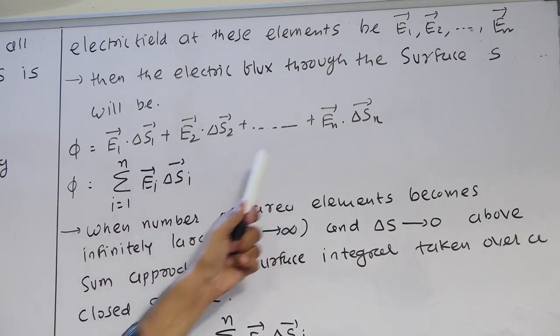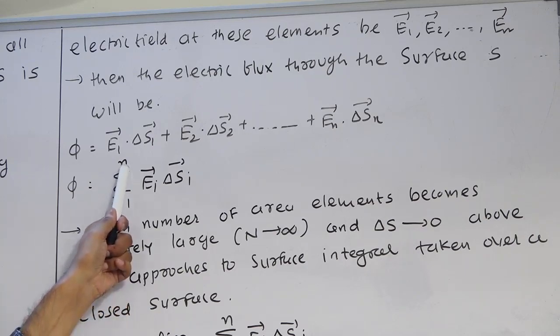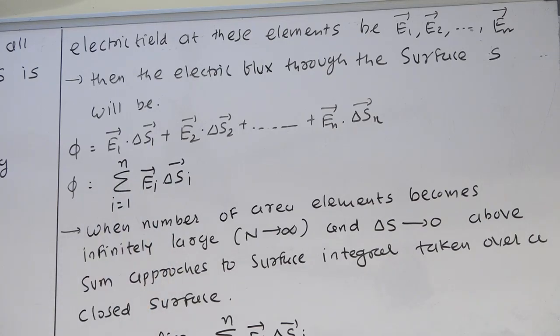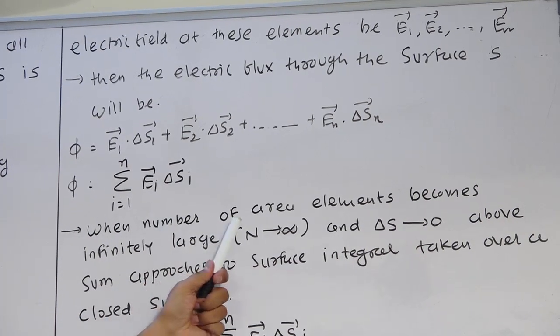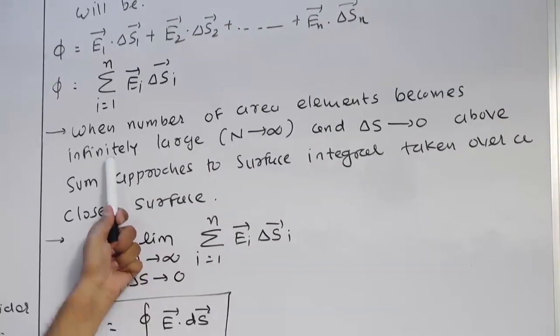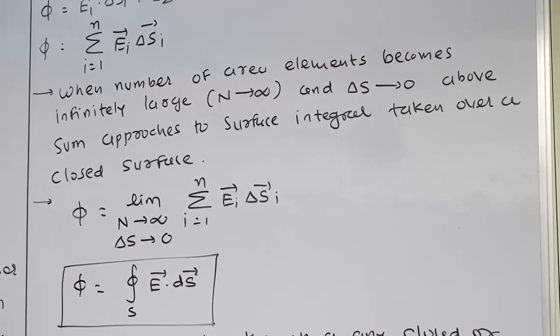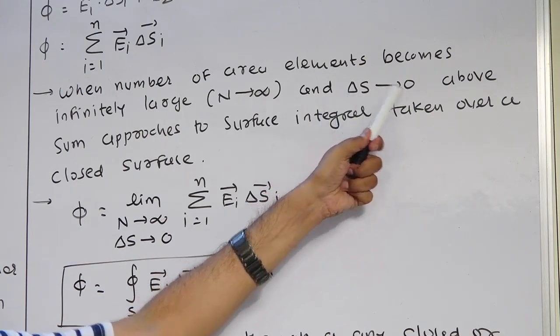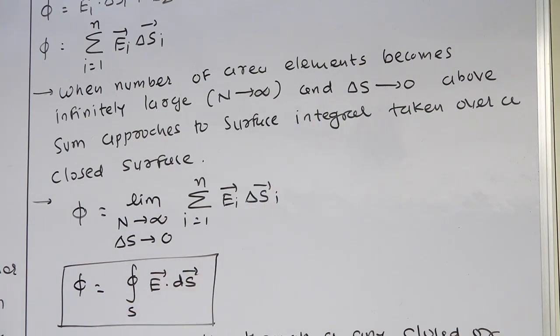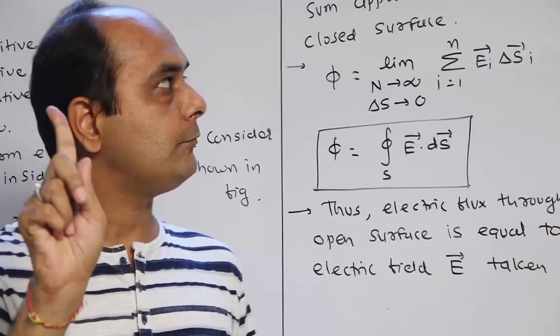So this is shown like this: sigma i equal to 1 to n of vector Ei dot delta Si. Now students, next step. When the number of area elements becomes infinitely large, n tends to infinity, and delta S tends to 0. The size of each element tends to 0. Tends to 0 means that the value is nearer to 0 but not 0.